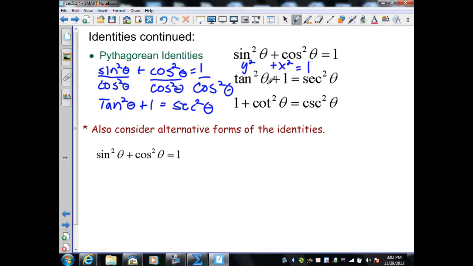Also, we need to consider other forms of the identities. For example, we have the Pythagorean identity, but there are times I might need to solve this for sine squared theta. And that would give us 1 minus cosine squared theta. Or I might need to solve this for cosine squared theta, and that would give us cosine squared theta equals 1 minus sine squared theta. Whichever one needs to solve the problem, I can change these or make alternative forms of these to make a viable option in my problem.